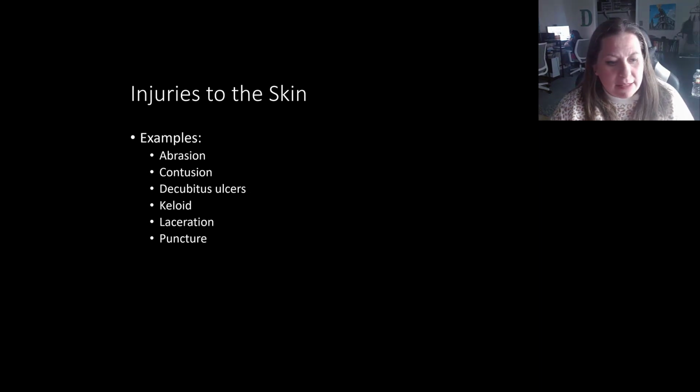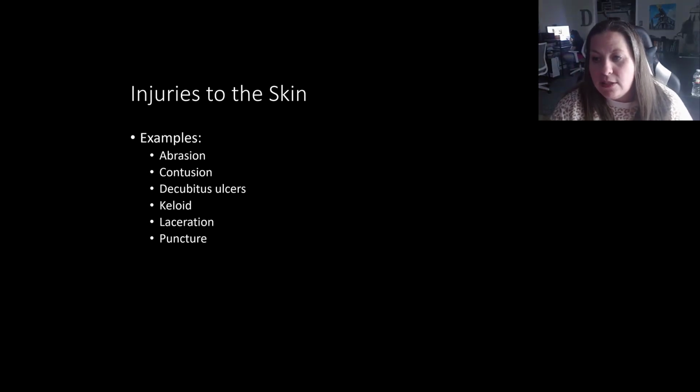All right, let's talk about some injuries that can happen to the skin. Now, if skin is scraped or rubbed away by friction, it's known as an abrasion. An abrasion would be like a carpet burn. We can also have a contusion, which is where we have damage to underlying areas, and you'll see a bruise that happens because of that.